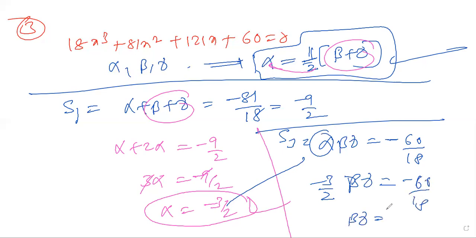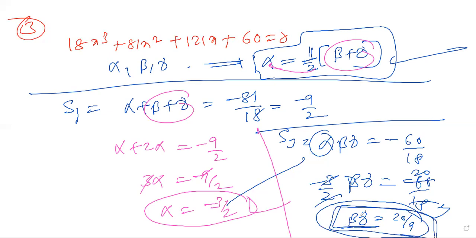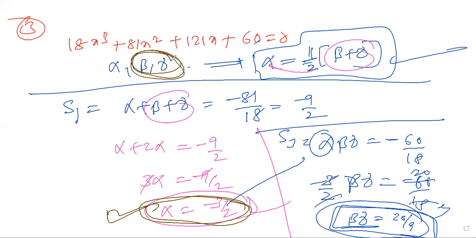After you simplify, you tell me. The answer is 20 by 9. Beta gamma is 20 by 9. Clear? Once again, I'm reminding you, you already got the alpha value. The main other target is beta and gamma.